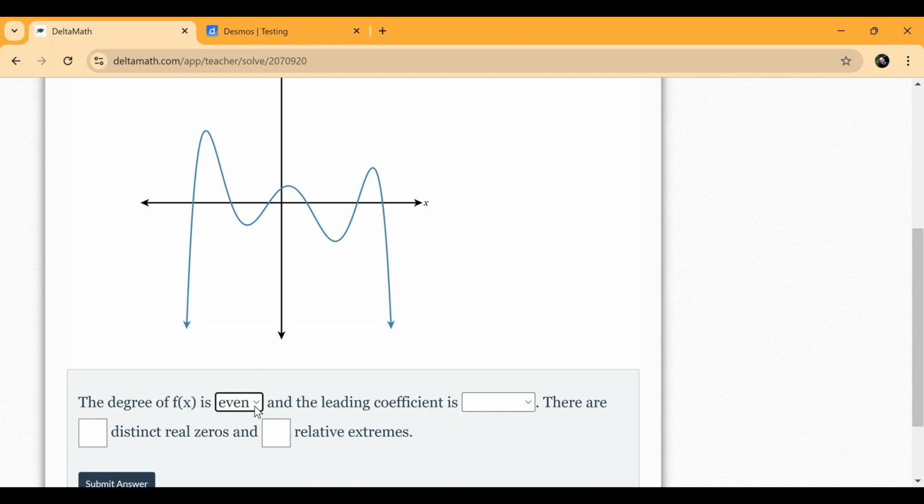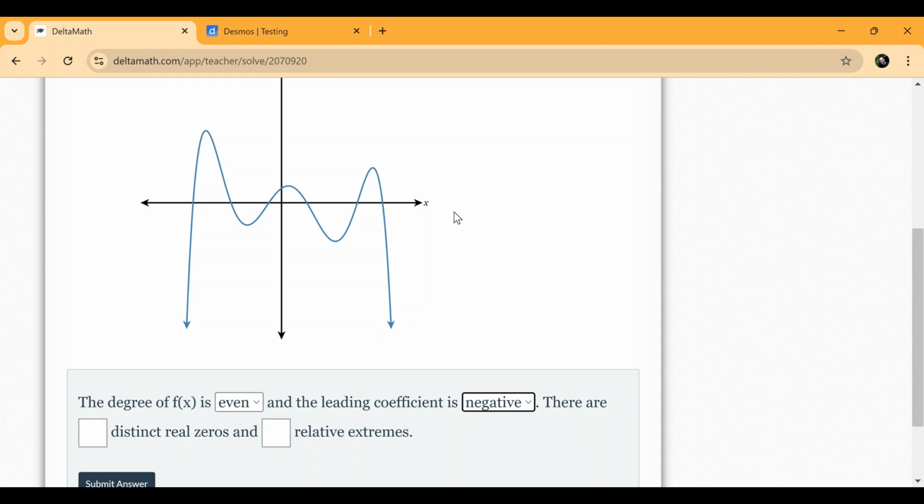The other way I know that it is even is notice that both of the arms end up pointing in the same direction. In this case, they're both pointing down. Okay. If they're ever pointed in opposite directions, one arm up, one arm down, then you know it is an odd function. But because both arms extend to the same direction, it's even. Now the leading coefficient, if we look at where it ends up, if it ends up pointing downward, then you have a negative leading coefficient.